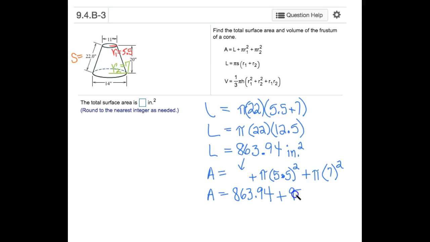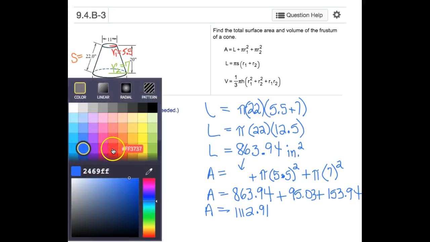This answer is 95.03, the pi times 5.5 squared, and then 153.94 for pi times 7 squared, and that gives us a total area of 1,112.91. I'm going to keep those all rounded to the hundredths place for now. But this would be the surface area, so that would be the answer that goes here.